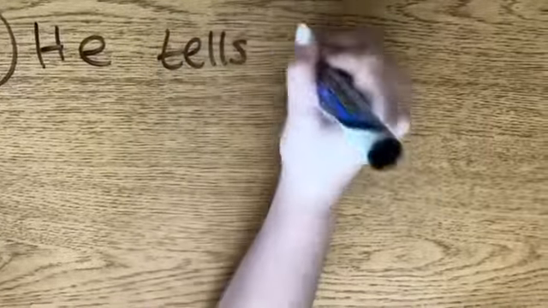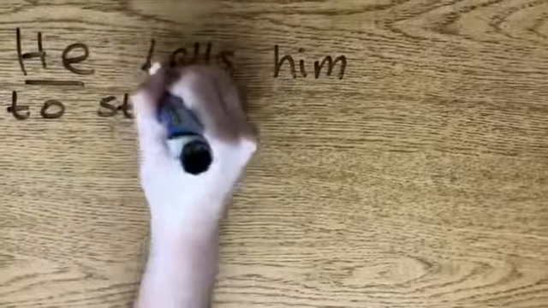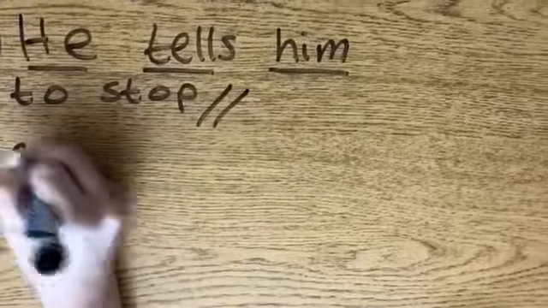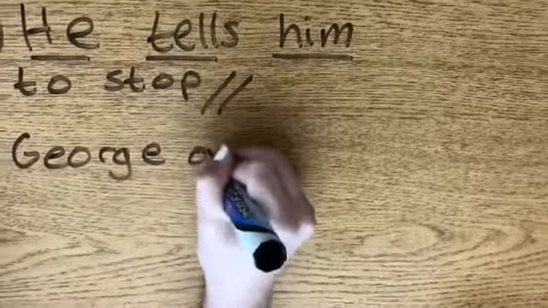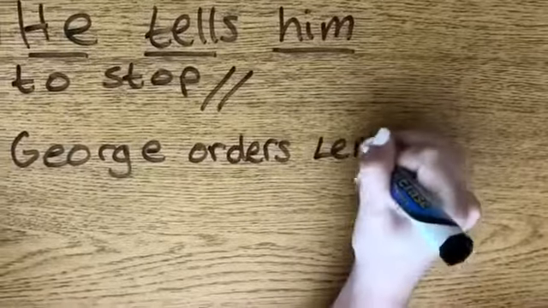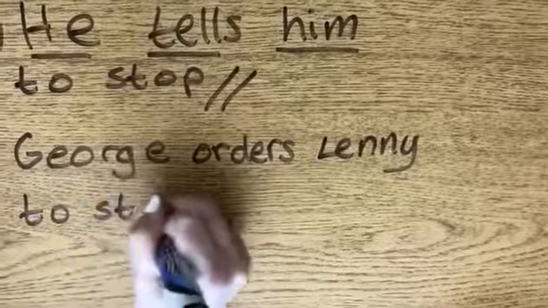In this sentence, we're going to look at subjects and verb choice. So he tells him to stop. From the sentence, we do not know who you're talking about and we do not know what the tone of the sentence is. You could change this to George orders Lenny to stop in order for the reader to understand who you're talking about and if they're mad or happy or sad or what the context is of their actions and who they are.